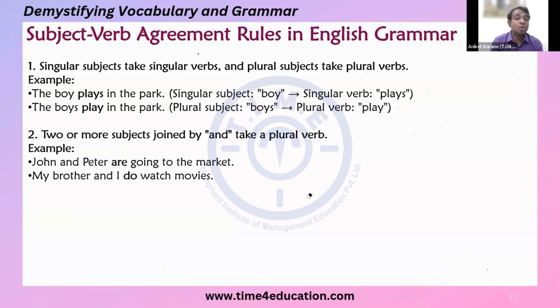My brother and I do watch movies. My brother does watch movies. So my brother, if it was alone, it would have been does. Does is singular. My brother and I do. Do is what? Plural. Okay.